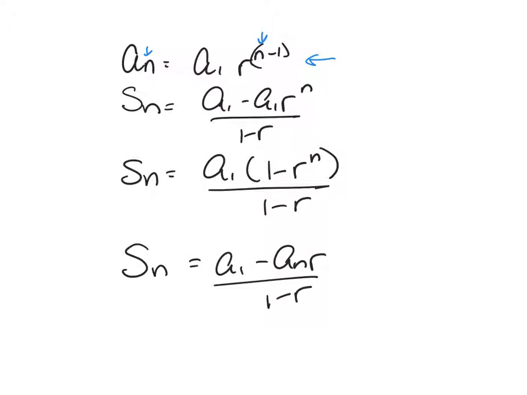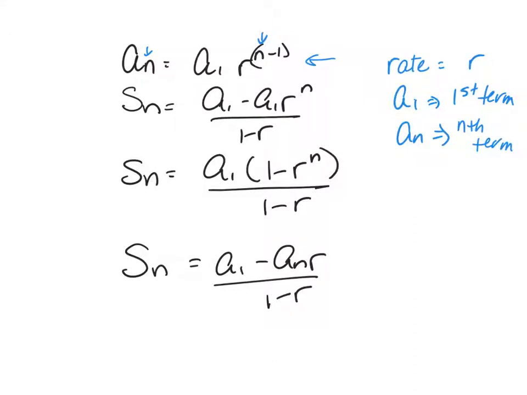A geometric series or sequence is one in which instead of adding something each time to get the next number, what do we do? Multiply. We multiply something each time. And R is the rate that we multiply, okay? So that's the R. A1 is still the first term. And AN is still the nth term. And then SN is still the sum of the terms, okay? So those are the three things.